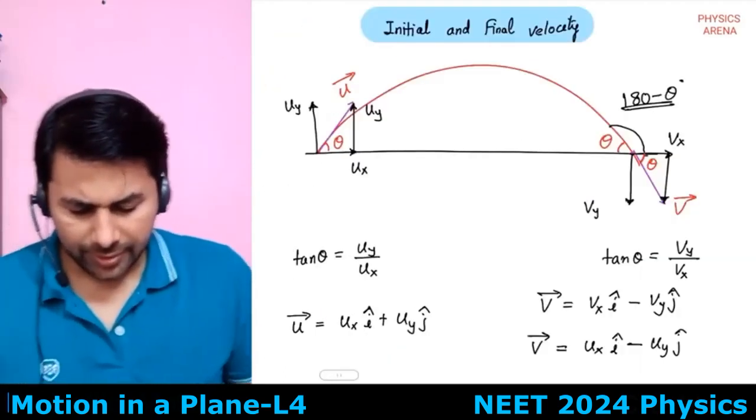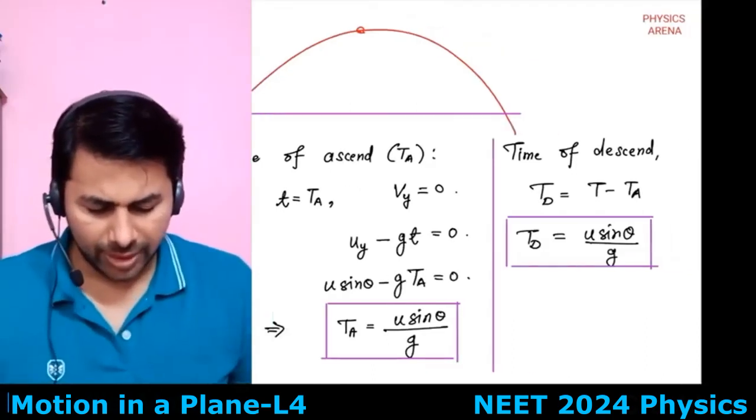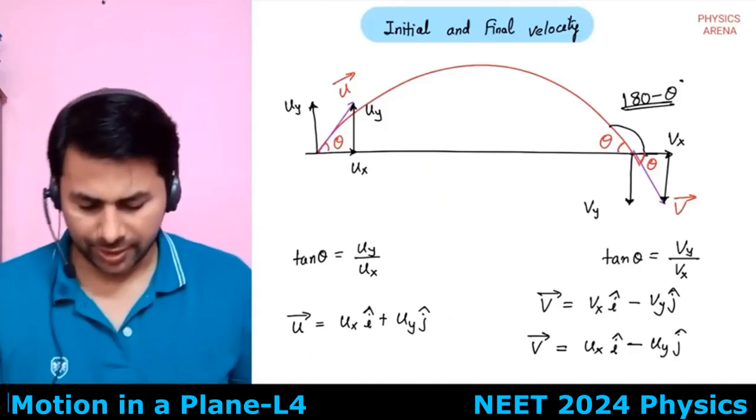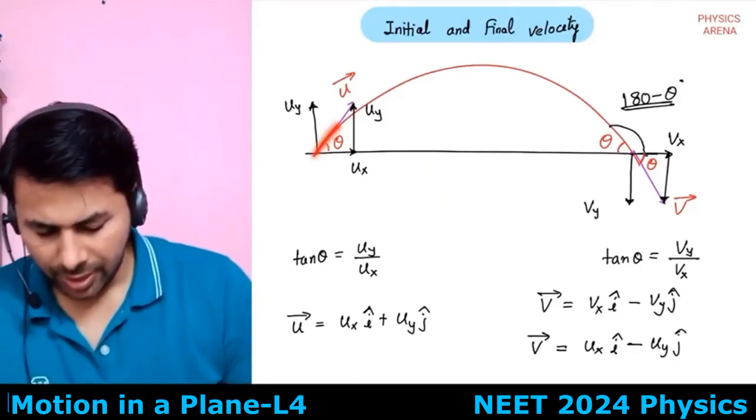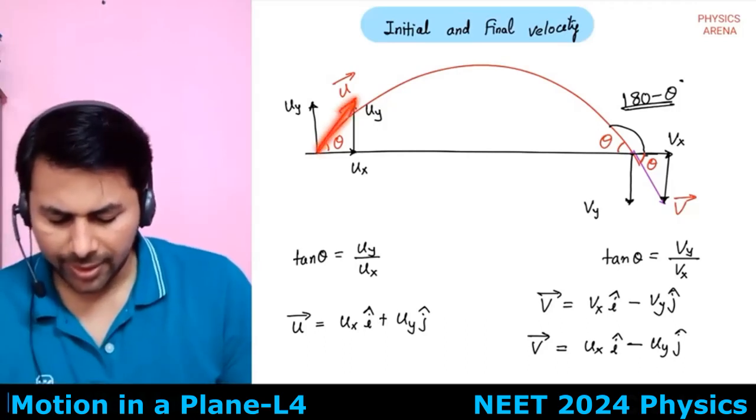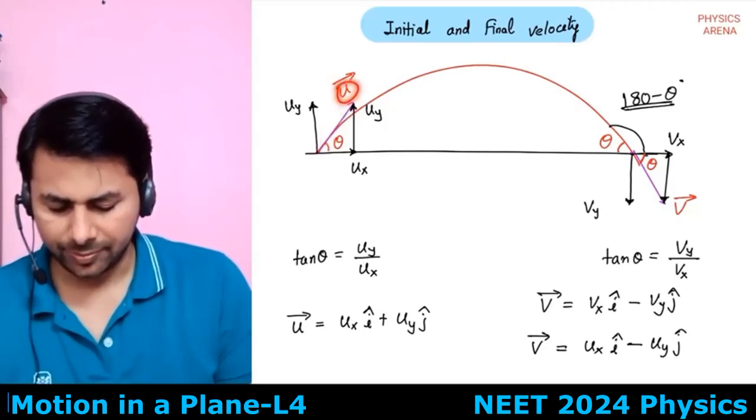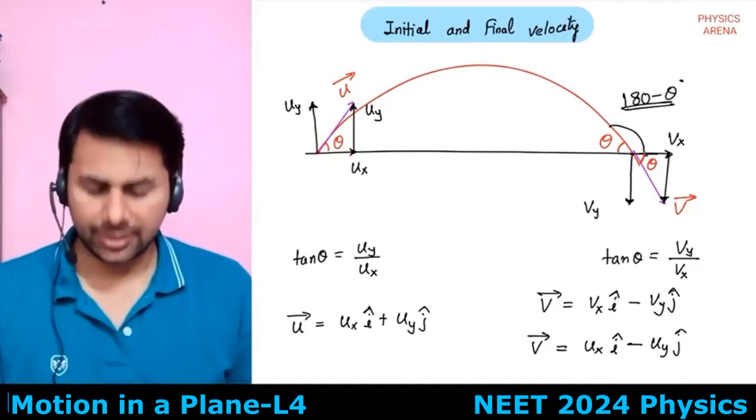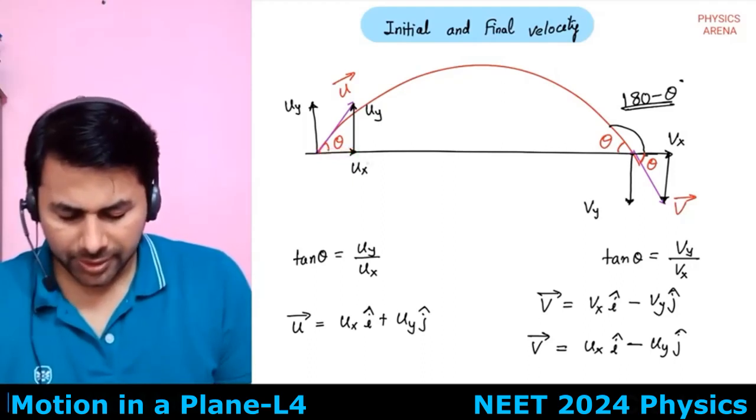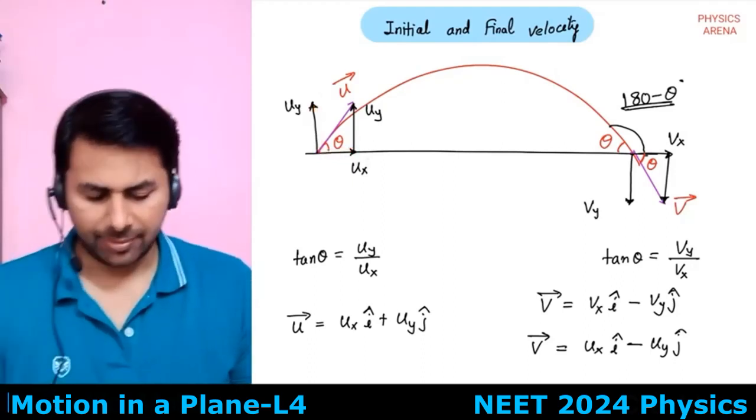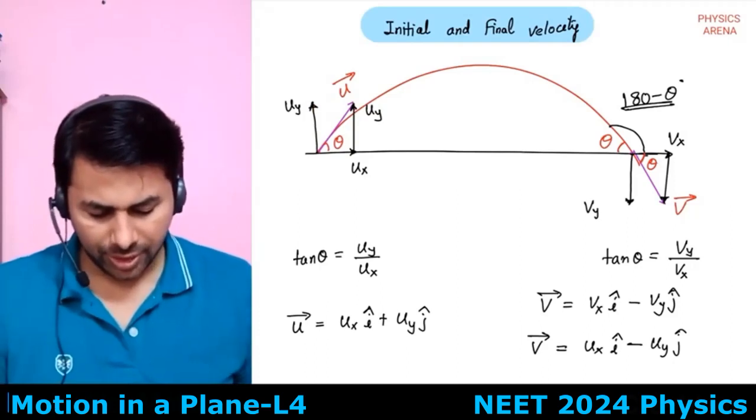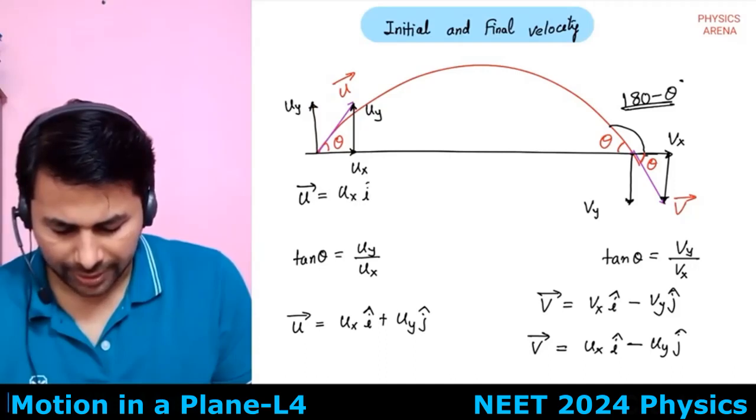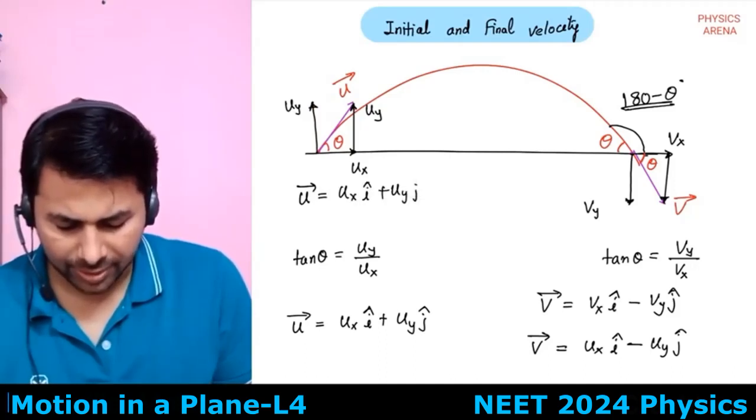So there are only these many formulae that we need to remember, and then there are a few very simple tricks. See this, we are projecting this projectile with initial velocity u bar, which can be resolved along two axes, x and y. So the initial velocity u bar is ux times i cap plus uy times j cap.